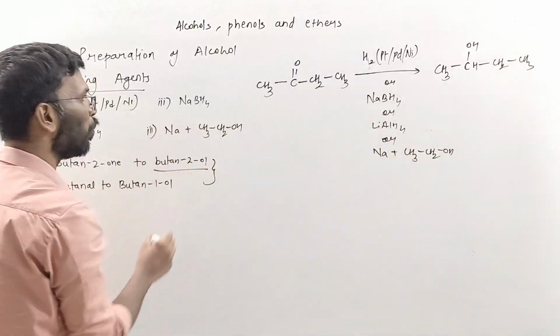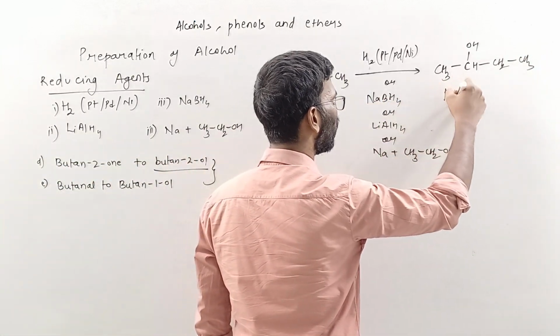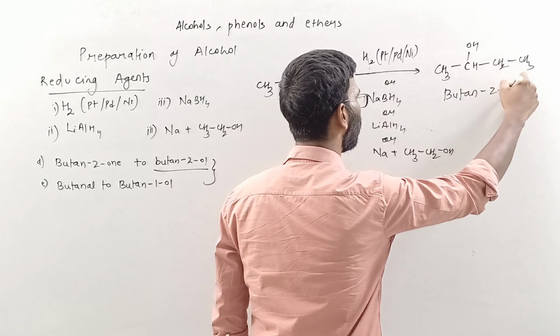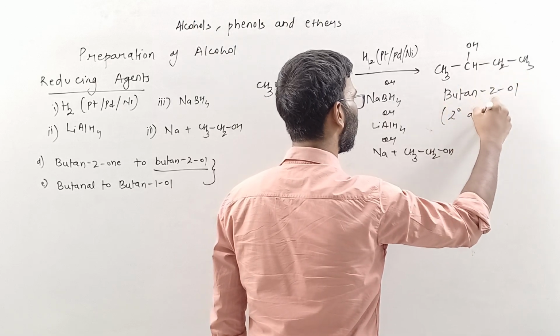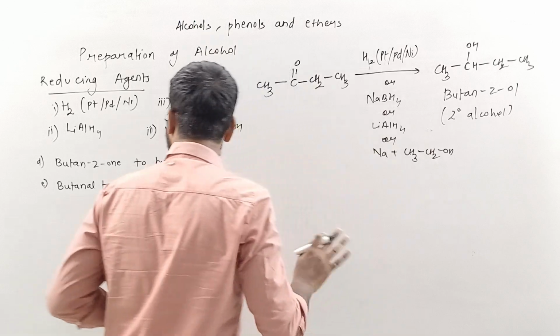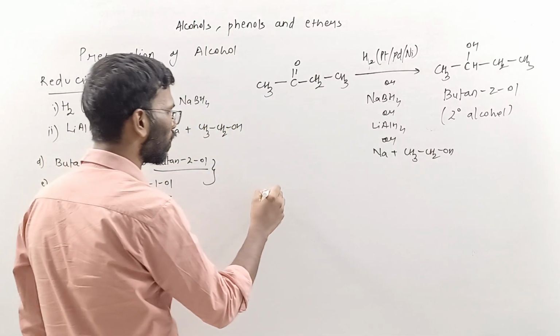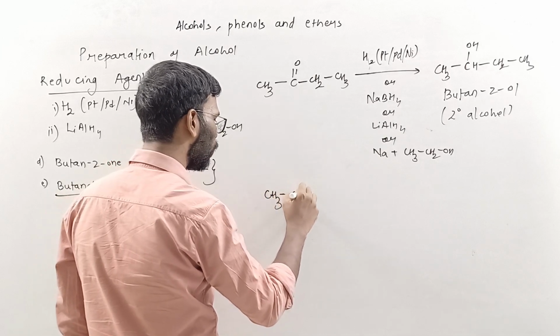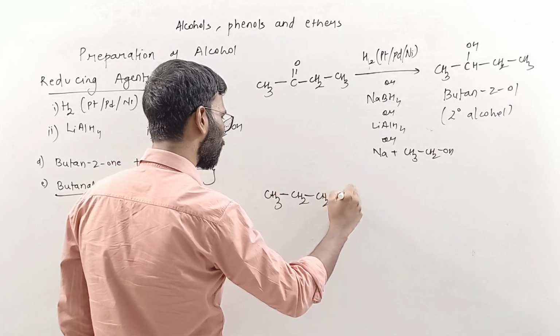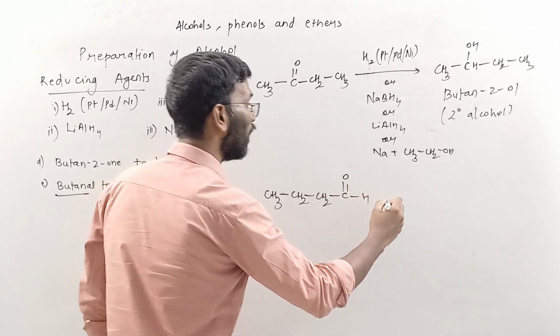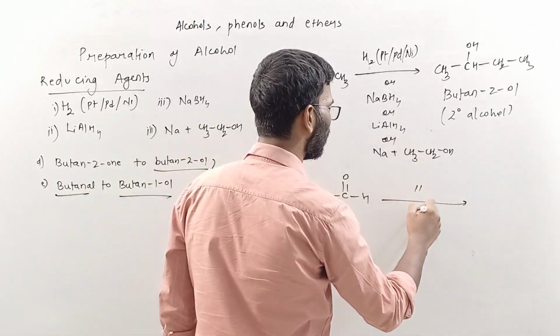So that is what we want, butane-2-ol. This is butane-2-ol, a secondary alcohol, right? Again, next is butanal to butan-1-ol. Butanal means what? Butanal is this way, CHO. And you use the same reagents, whatever is there on the top.